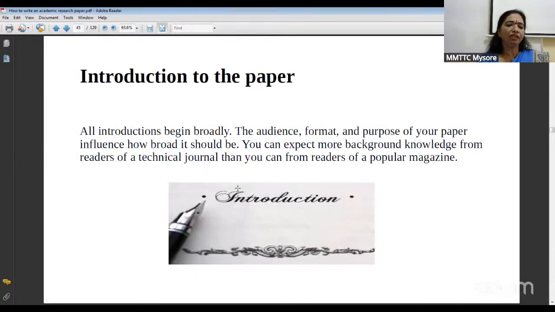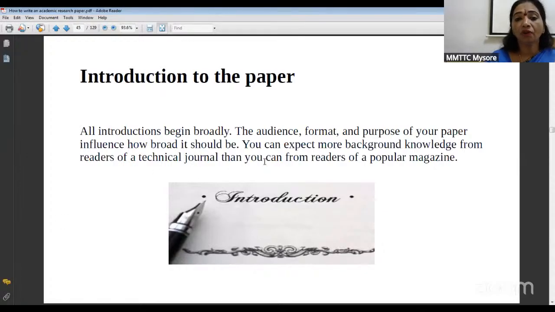Now, after writing the abstract, the next very important step comes, that is the introduction to the paper. All introductions should begin broadly. The audience, format and purpose of your paper influence how broad it should be. So depending upon the audience, depending upon the journal, you should decide how broad it should be. So you can expect more background knowledge from readers of a technical journal.